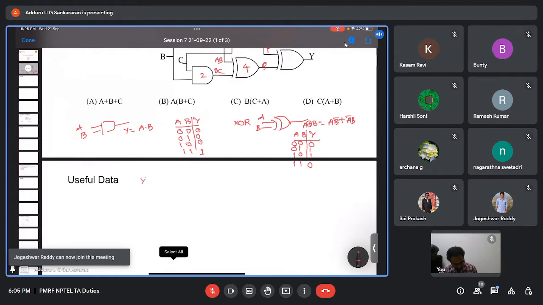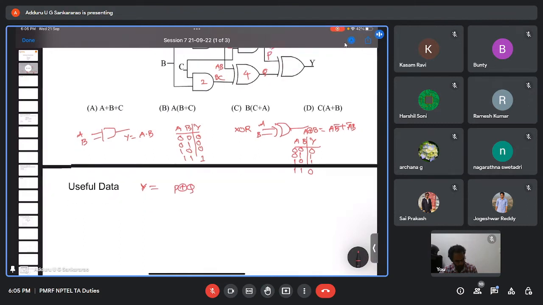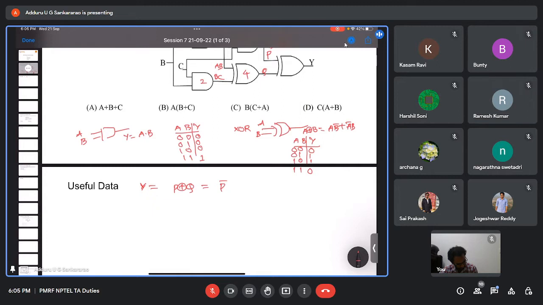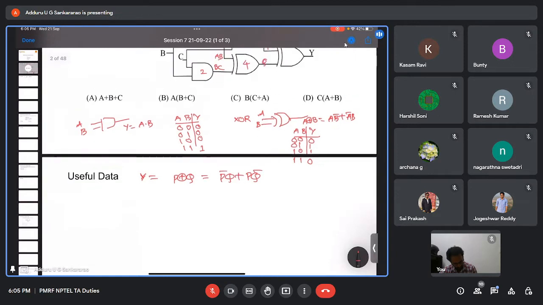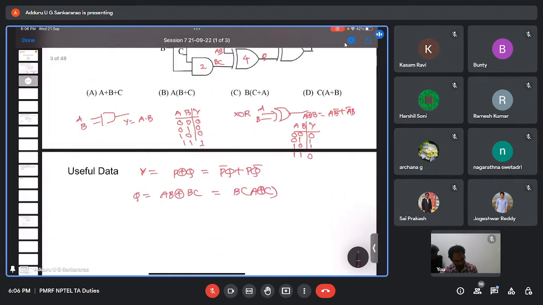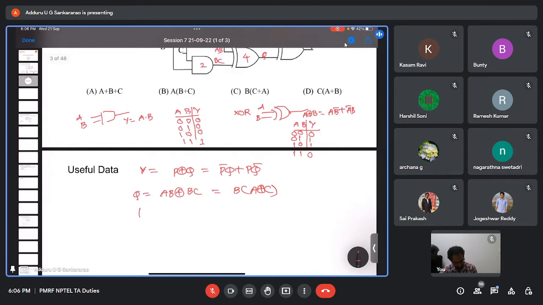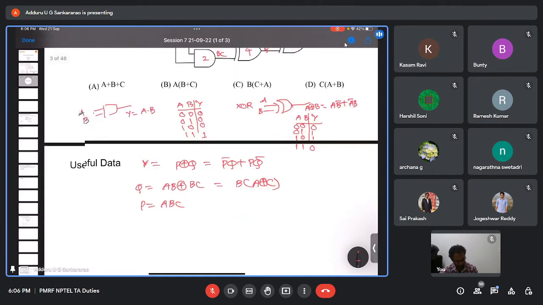The final output Y is P XOR Q, that is P bar Q plus P Q bar. The output of the fourth gate, Q, is AB XOR BC. This we can also write by taking B common: B into A XOR C. And what is P? The output of the third gate, which we have already seen, is A, B, C.